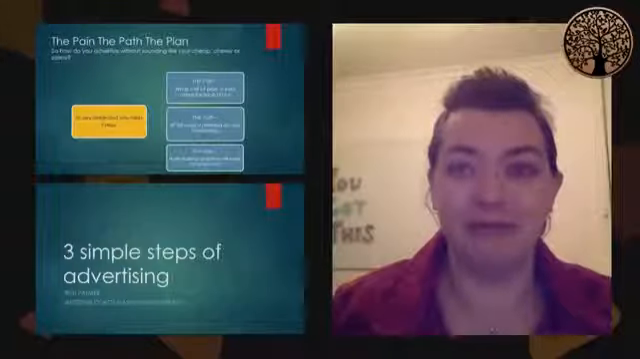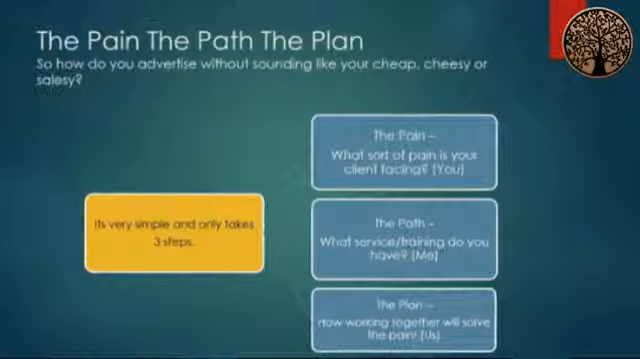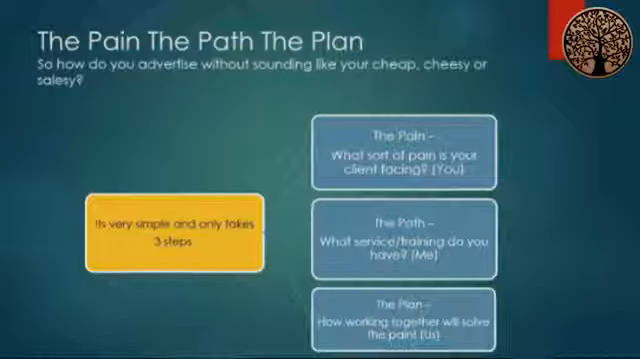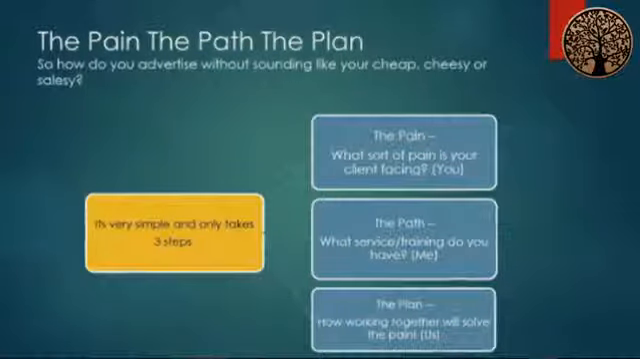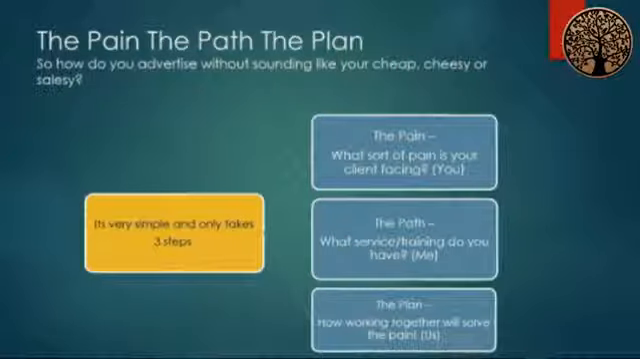So let's do this. The 3 simple steps, they're broken down like this. First step is the pain. What sort of pain is your client facing? What sort of pain are they struggling with? What are they going through?